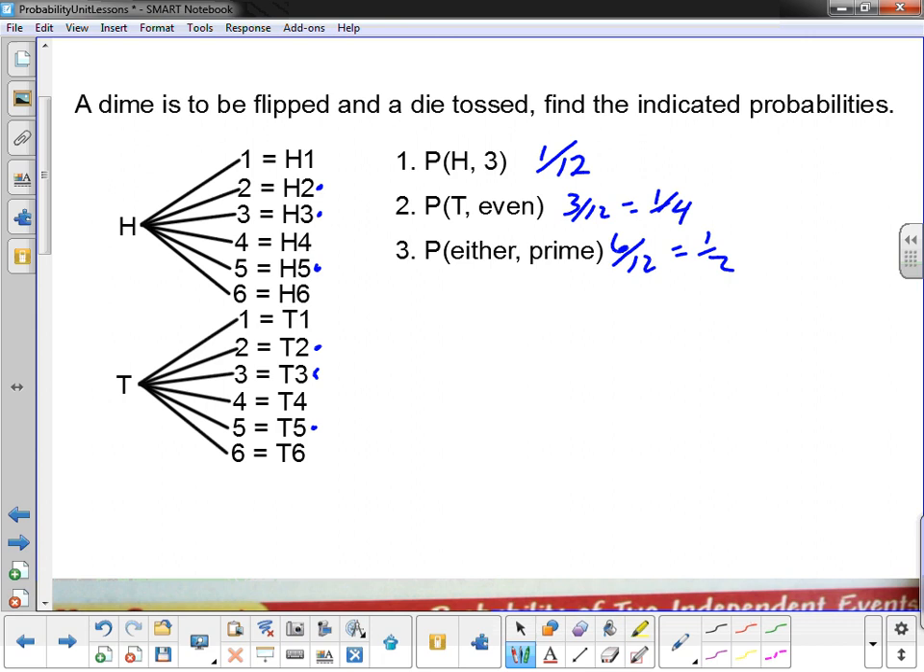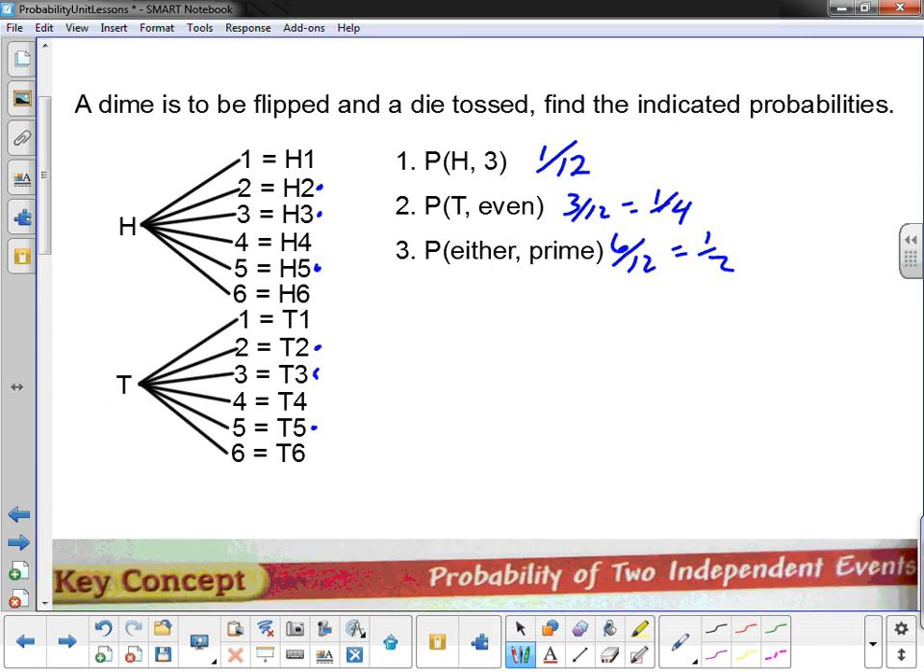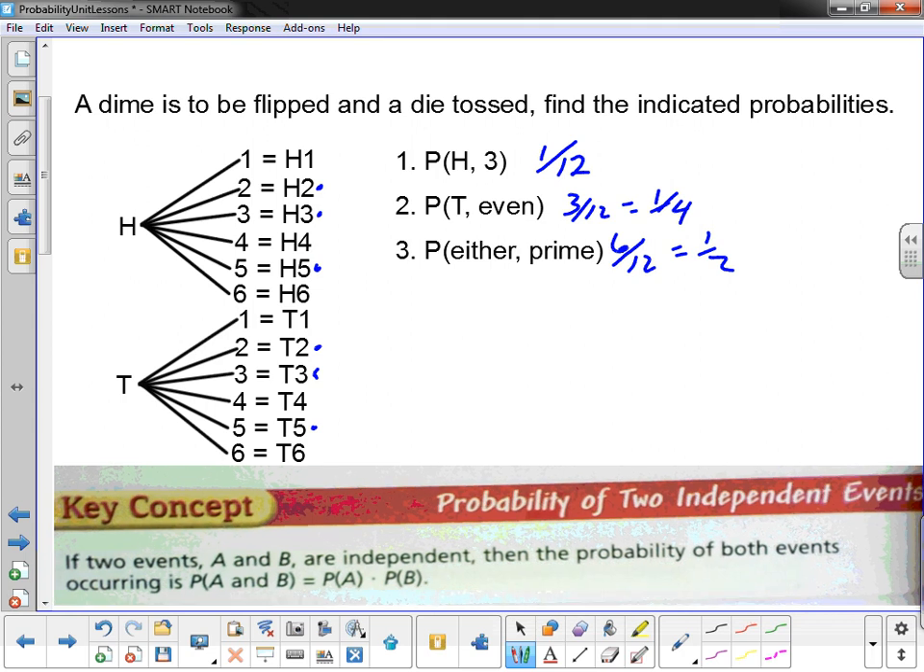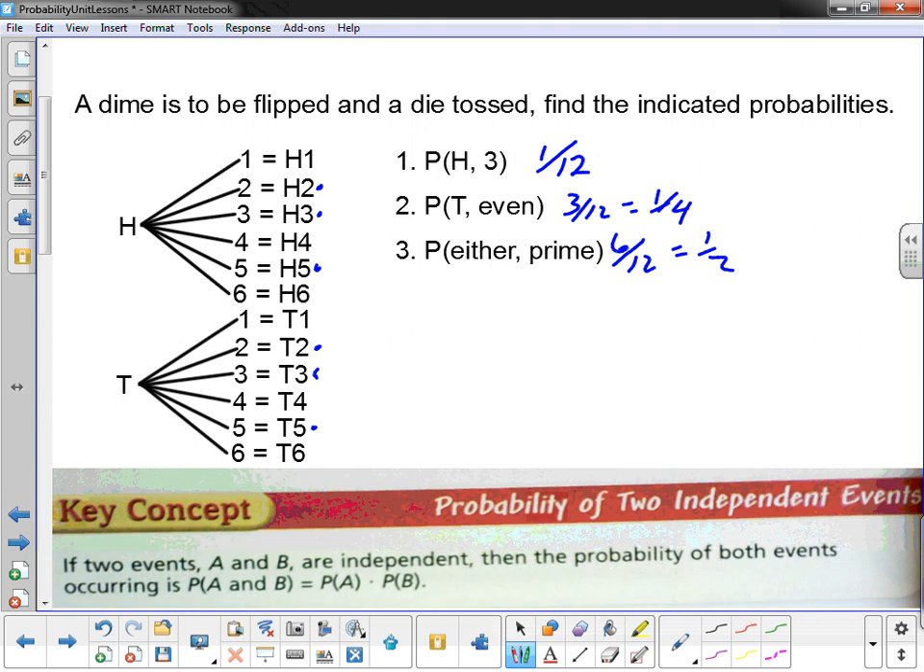Okay, so now how could I have done this differently? Well, the first question is, are these independent or dependent events? And the answer is they are independent events, because the dime's result does not affect what you roll on the die. So if I have 2 events, A and B, and they're independent, then what's the probability of both events occurring? It's the probability of A and B. So notice here we have the word "and," and that's one of those things we had to look at in this standard.